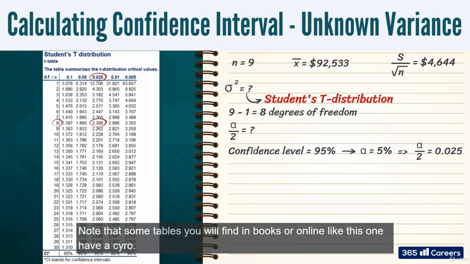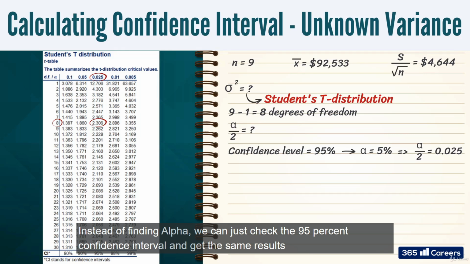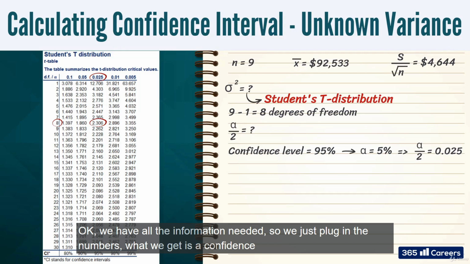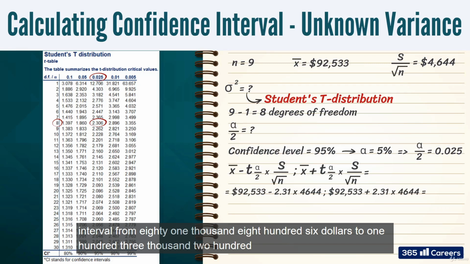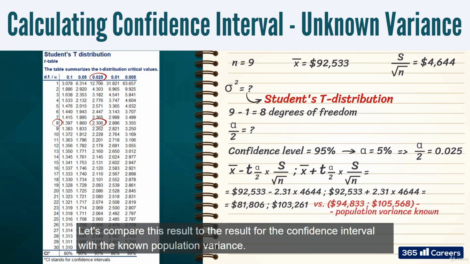Great! Note that some t-tables you will find in books or online, like this one, have a CI row. The abbreviation stands for confidence interval. Instead of finding alpha, we can just check the 95% confidence interval and get the same result. Easy. Okay, we have all the information needed, so we just plug in the numbers. What we get is a confidence interval from $81,806 to $103,261.